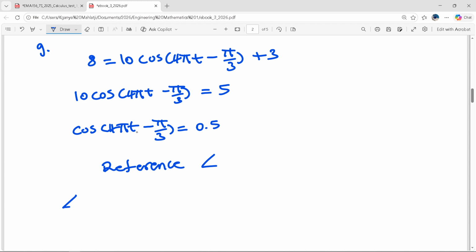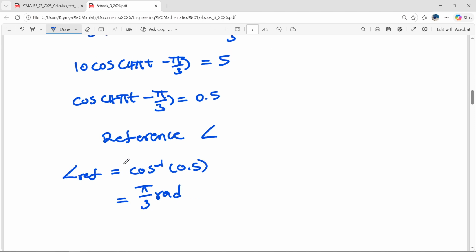Okay, therefore you say the reference angle equals arc cos of 0.5, which equals pi over 3. Remember, we're using radians here. Fine, now you have the reference angle.